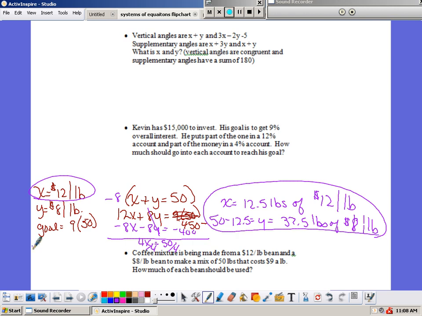As a substitution, it would have been 12x plus 8 times 50 minus x equals 9 times 50. If you prefer it that way, I'm okay with that. Just showing you a second way of doing it now that we're into elimination.